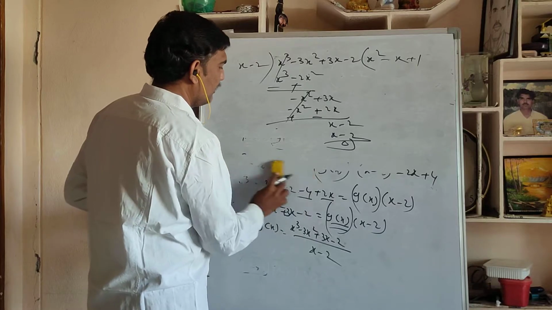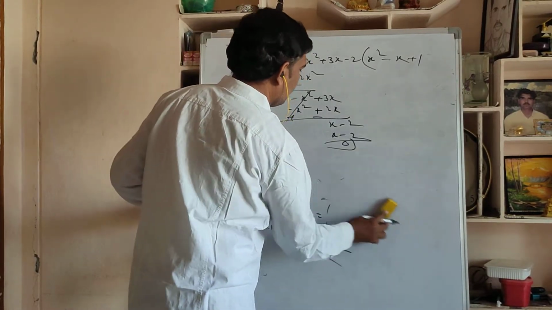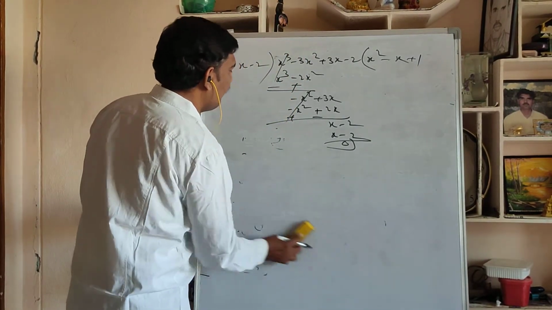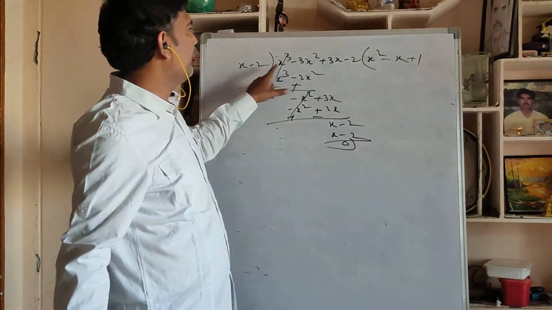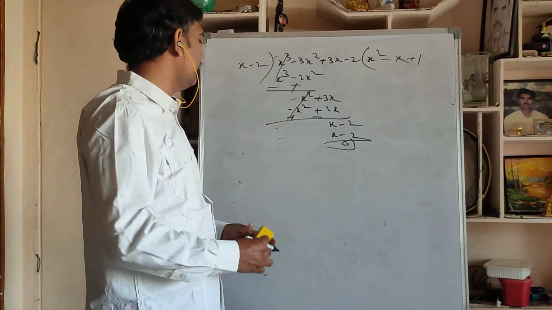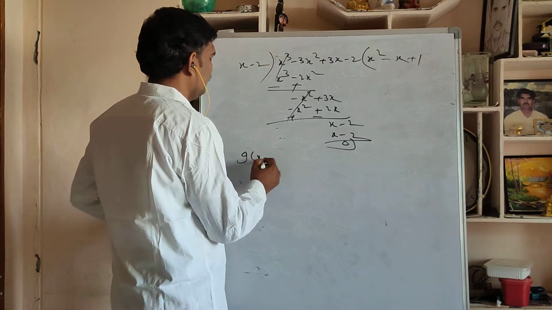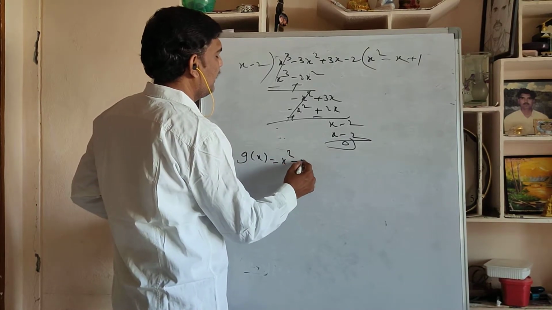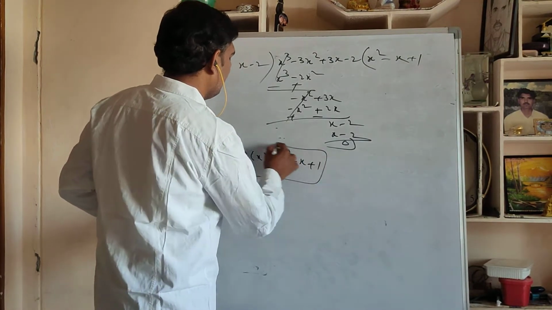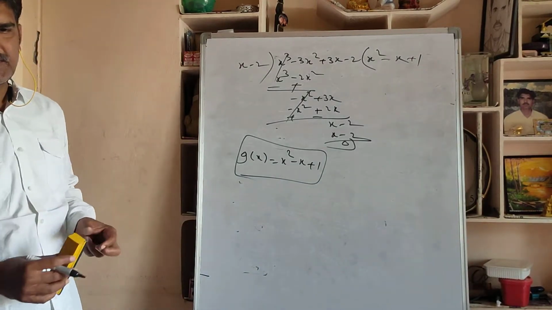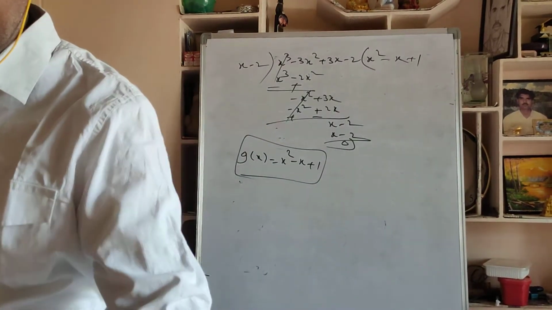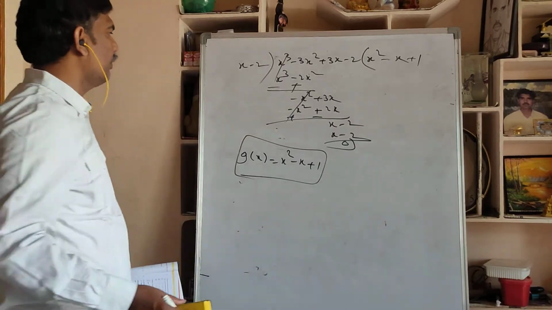So here, what is g of x? If you divide, the quotient is g of x. G of x is x square minus x plus 1. Okay. Next, the last problem, this you should do on your own.